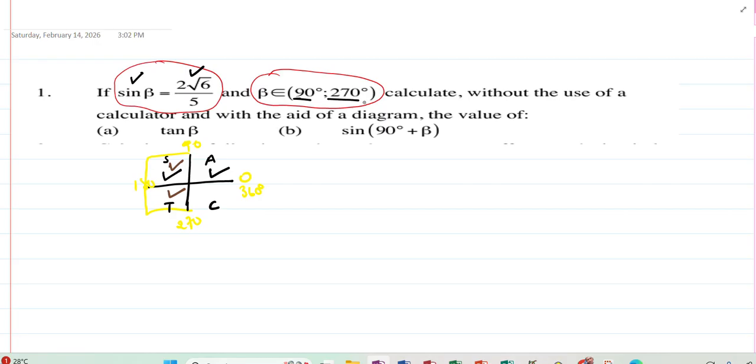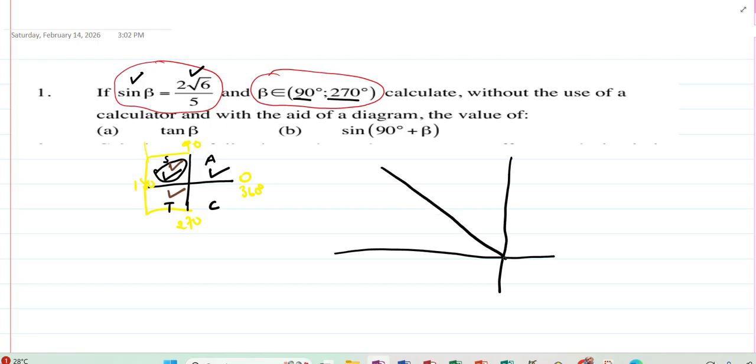So in order for me to be able to draw my diagram, I go and take a look at where on this diagram do I have 2 ticks. I have 2 ticks in the second quadrant, and then that is where I am going to draw my diagram. So let's draw our diagram. So this is how I draw my diagram, and I complete my diagram.